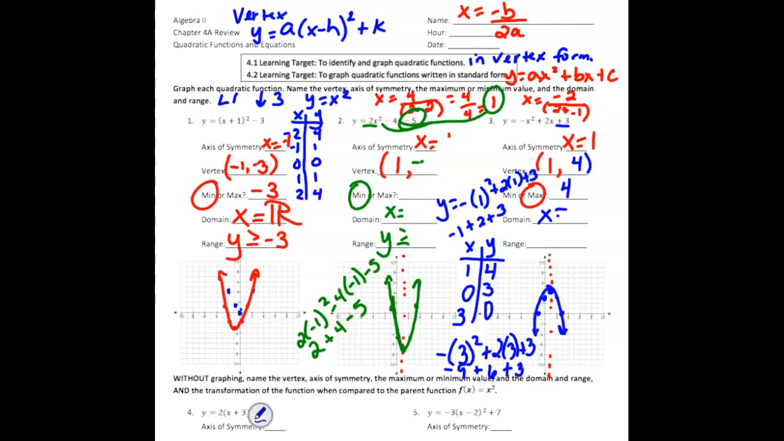Domain is always all reals. And range, remember, is based on your max or min. Our max is 4, so our y values have to be less than or equal to 4.